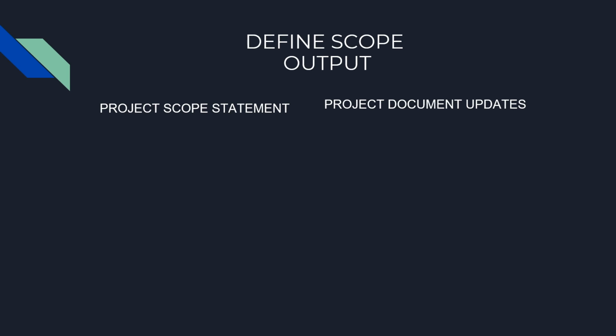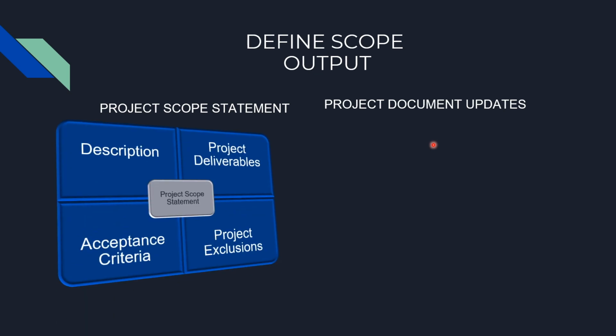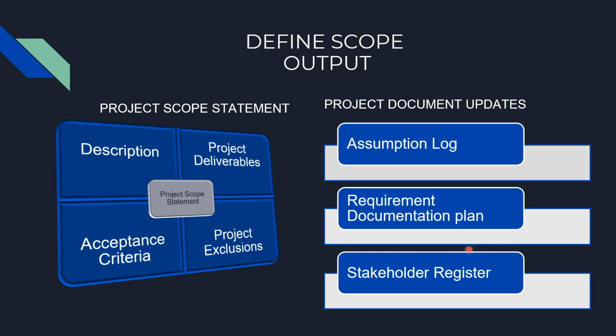Key outputs of define scope are the project scope statement and project document updates. The project scope statement comprises a high-level description of the project, the project deliverables we need to deliver, the acceptance criteria of the stakeholders, who can be internal or external, and lastly the project exclusions. In terms of project document updates, some of the project documents are the assumption log, requirements documentation, or the stakeholder register.